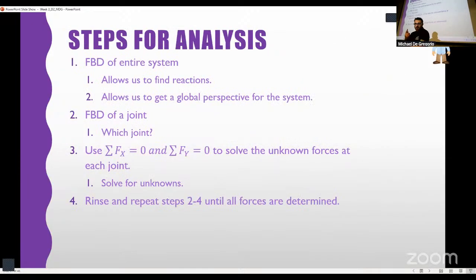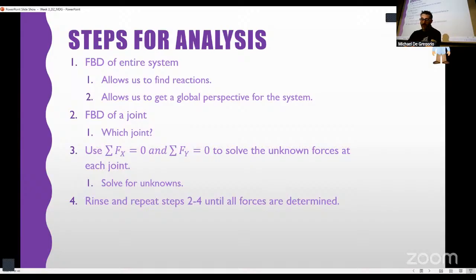One, FBD for the entire system. Why? It allows us to find the reactions and gives us a global perspective of what the system is doing. Two, FBD of a joint. Which joint? Doesn't really matter. You can pick whatever joint you want to start with. I would recommend looking for joints where you have only two unknowns and starting there. Then you just use sum of forces in X and sum of forces in Y to solve for your unknowns, move to the next one, rinse and repeat until you have all the forces that you need or want, okay?